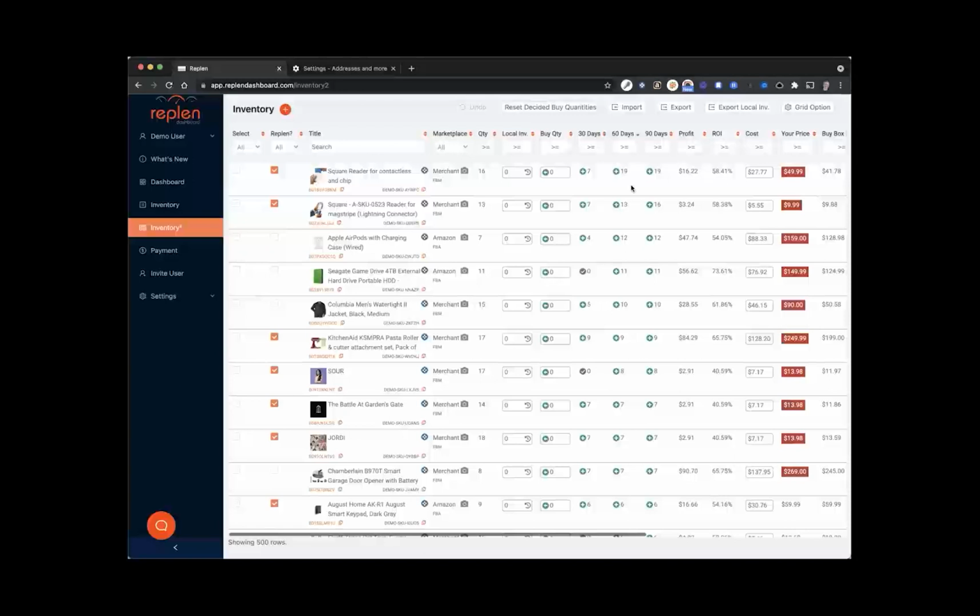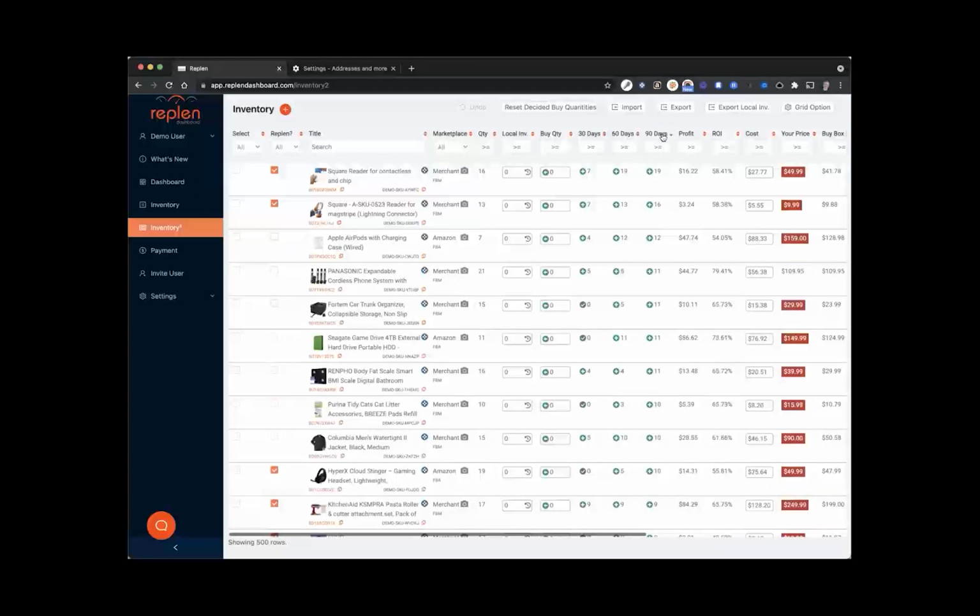Obviously, Amazon has IPI, inventory performance index, that they care about. So sell-through rate is very important. If you're utilizing Replen dashboard with the wholesale business, or you're utilizing it to hold extra inventory for whatever reason, then you can use the 60 and 90-day columns to help you make that decision a lot easier and a lot more accurately.